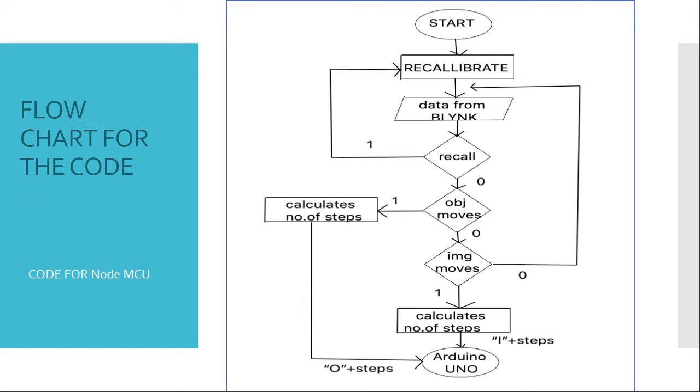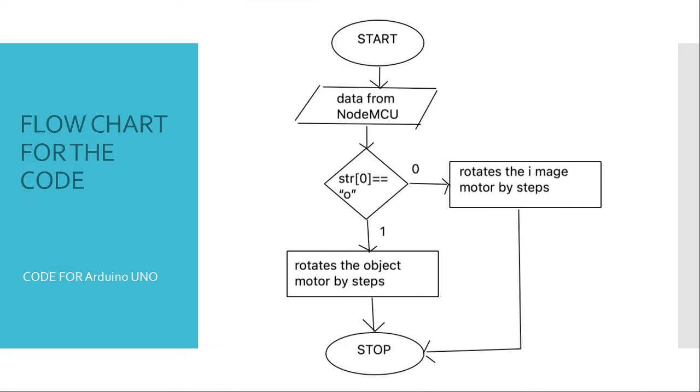Now for the flowchart of the code. As Node MCU starts, it recalibrates the setup, which means it sets both object and image distances to zero error, that is 9.5 centimeters. Then it starts receiving data from the Blynk for moving the object and screen, and accordingly it calculates the number of steps to rotate the stepper motor and then serially communicates that to Arduino. Then Arduino Uno receives the serial input from Node MCU and rotates the object and screen stepper motors accordingly.